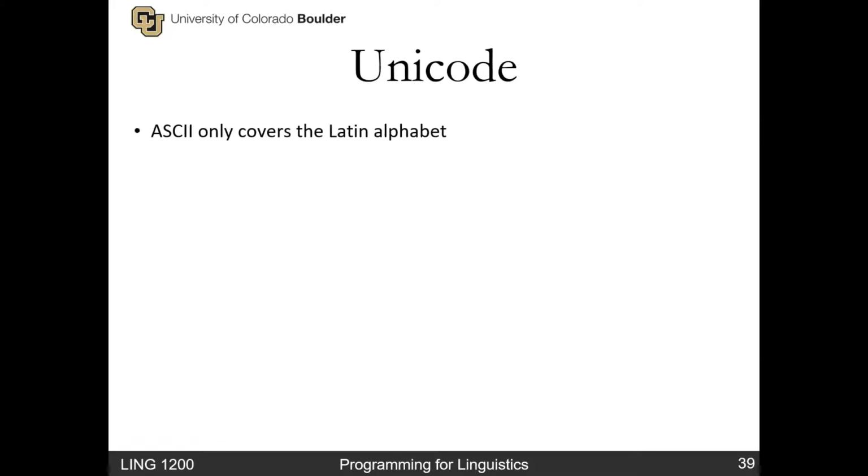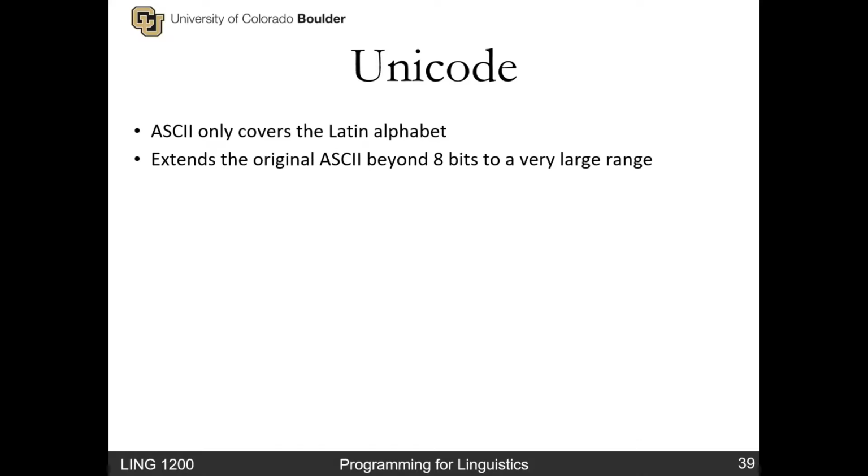Now, ASCII, as you may have noticed, only covers the Latin alphabet. So it's only going to work for languages that use the Latin alphabet, such as English. And that's certainly not all. And if you just limit it to English characters in the Latin alphabet, it's probably not even most languages in the world.